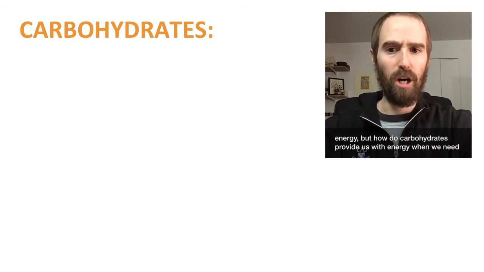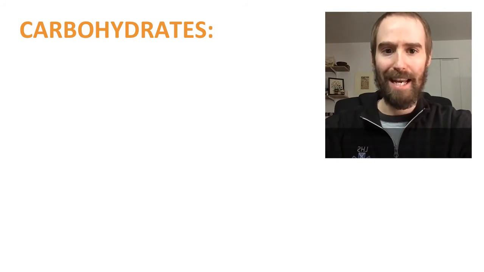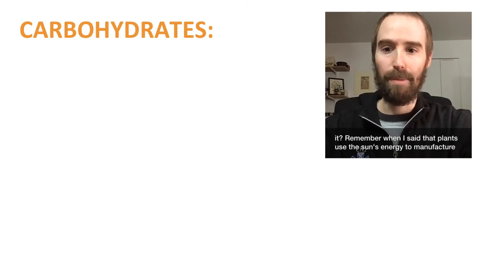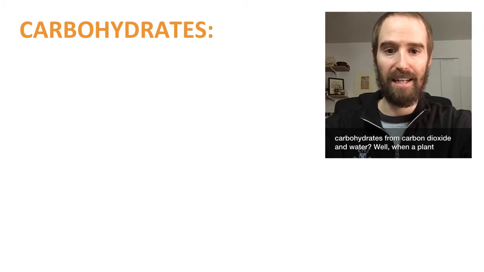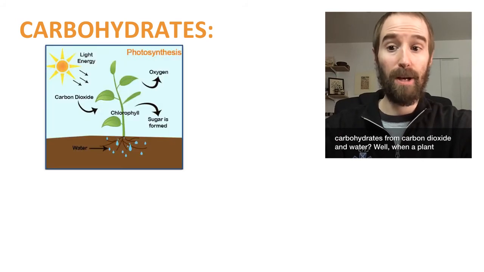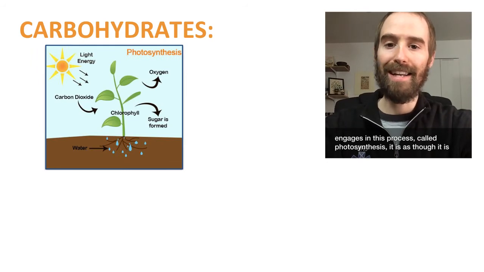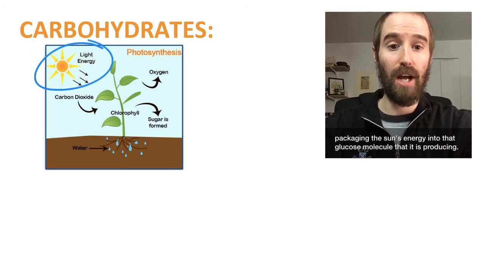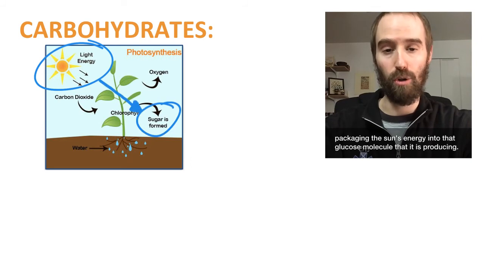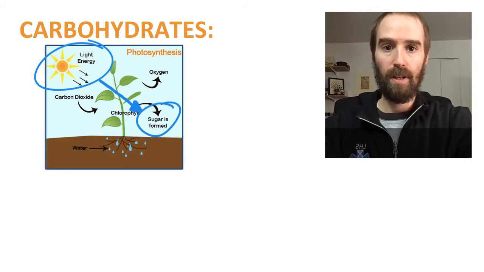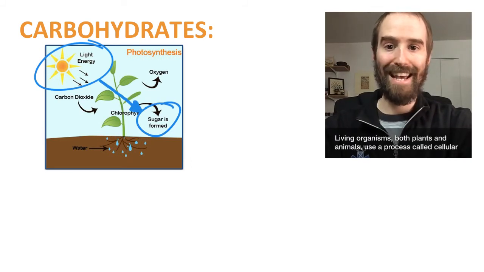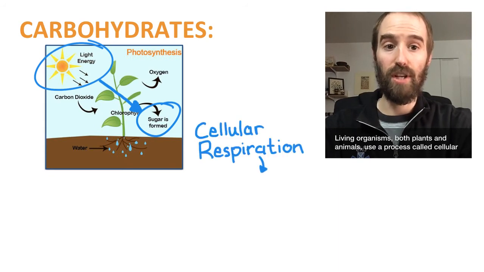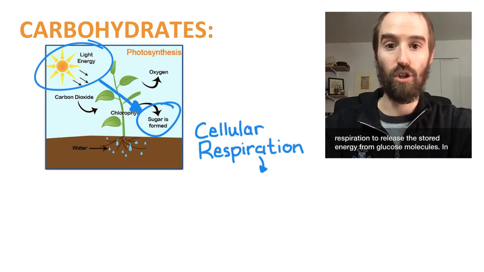But how do carbohydrates provide us with energy when we need it? Remember when I said that plants use the sun's energy to manufacture carbohydrates from carbon dioxide and water? Well, when a plant engages in this process, called photosynthesis, it is as though it is packaging the sun's energy into that glucose molecule that it is producing. Living organisms, both plants and animals, use a process called cellular respiration to release this stored energy from glucose molecules.